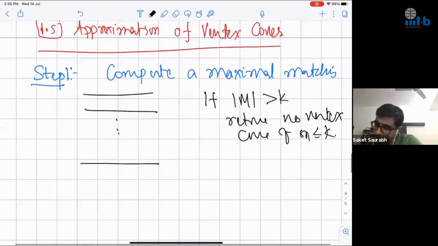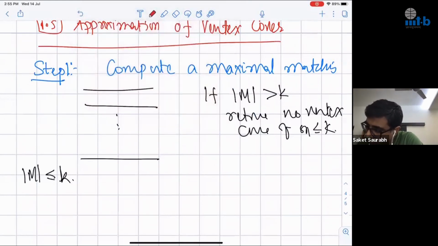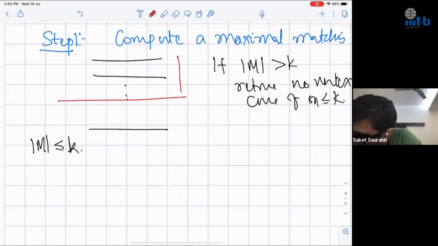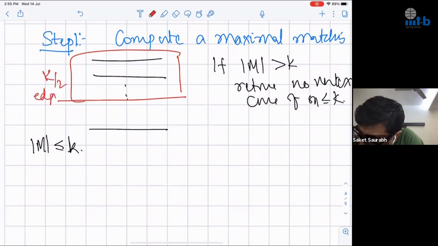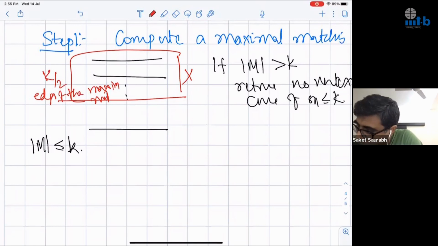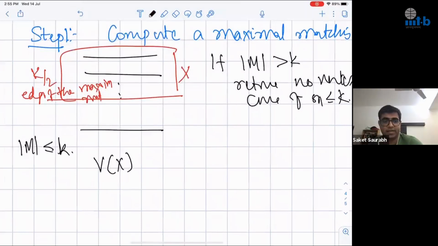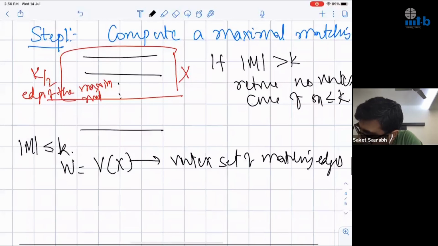This we know. Now imagine that I pick up half of this maximal matching, not all. I only pick up, say, k by 2 edges of the maximal matching. Let's call this set X. These are maximal matching edges. Now let the vertex set of X be W. What is this? The vertex set of the matching edges in X.